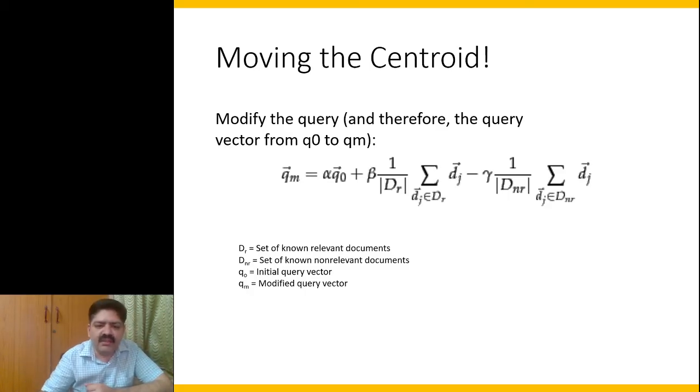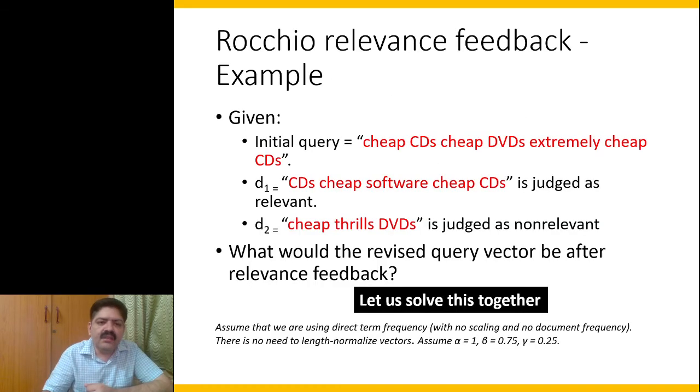Let's look at this with an example. Let's assume I have an initial query: cheap CDs, cheap DVDs, extremely cheap CDs. And let's assume D1 is CDs, cheap software, cheap CDs, and D1 is judged as relevant. Let's also have a D2, which is cheap thrills DVDs, and let this be non-relevant. Now, if I apply Rocchio on this, what would the revised query vector be like?